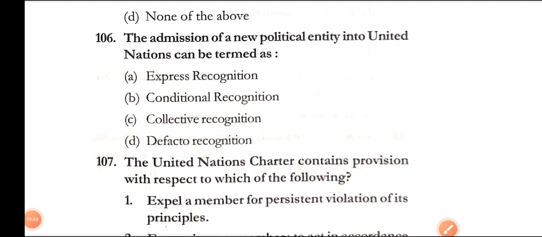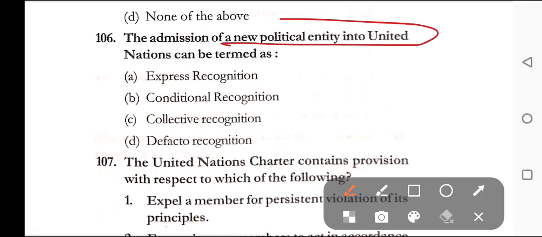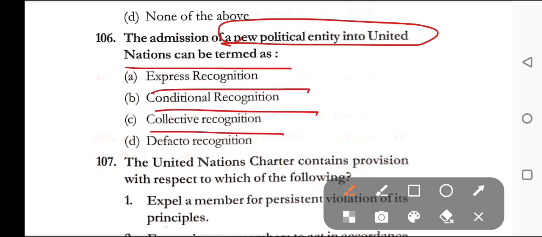Question number 106. The admission of a new political entity into a United Nations can be termed as option A, express recognition, option B, conditional recognition, option C, collective recognition, and option D, de facto recognition. Here correct answer is option C, that is collective recognition.